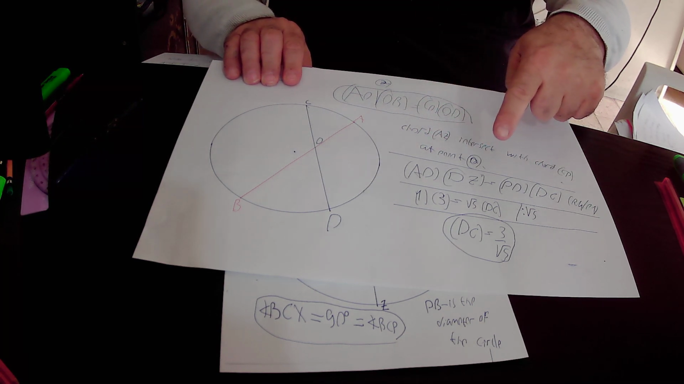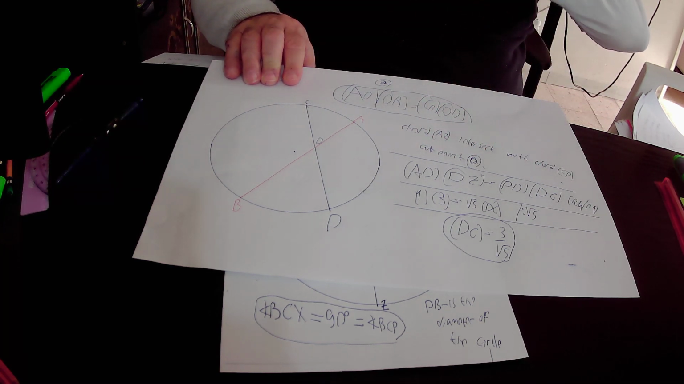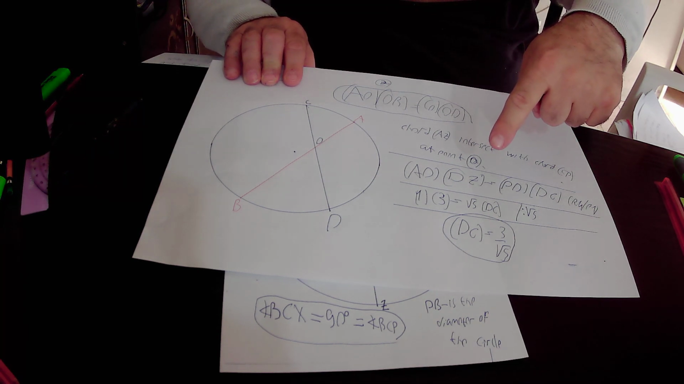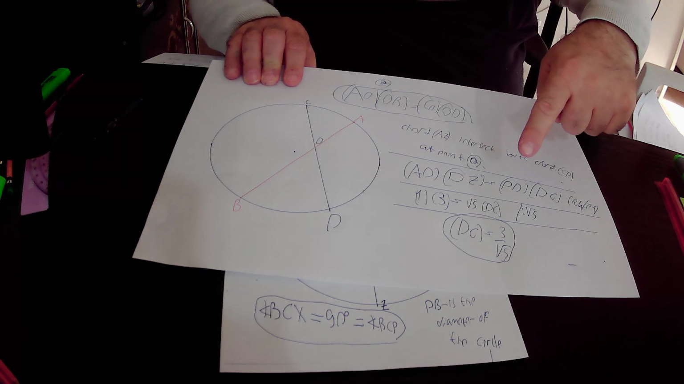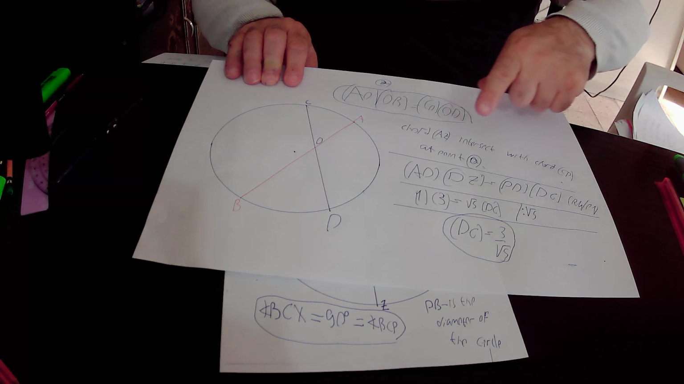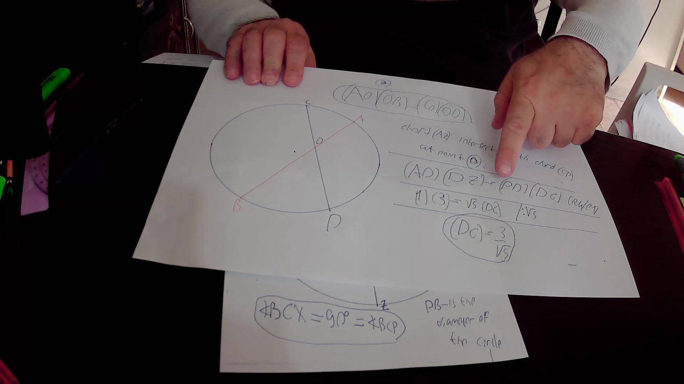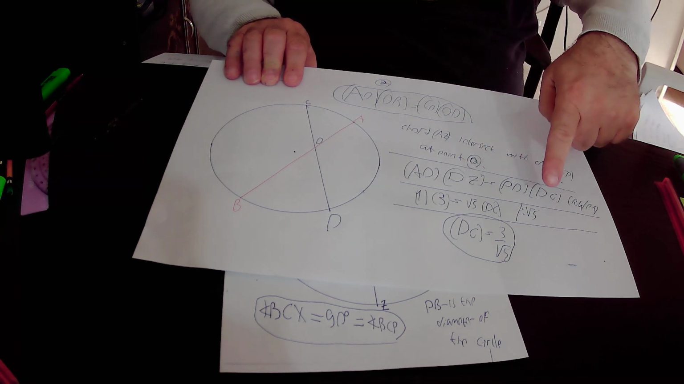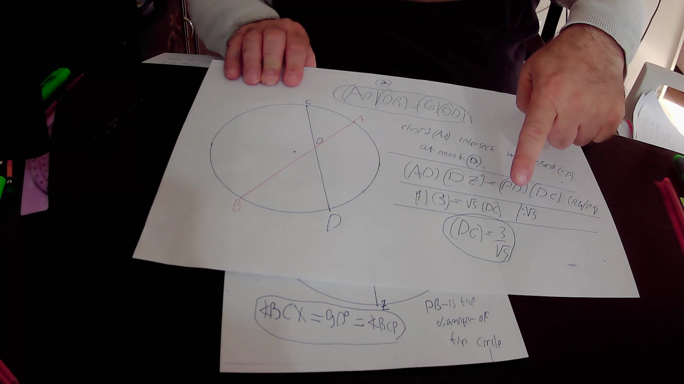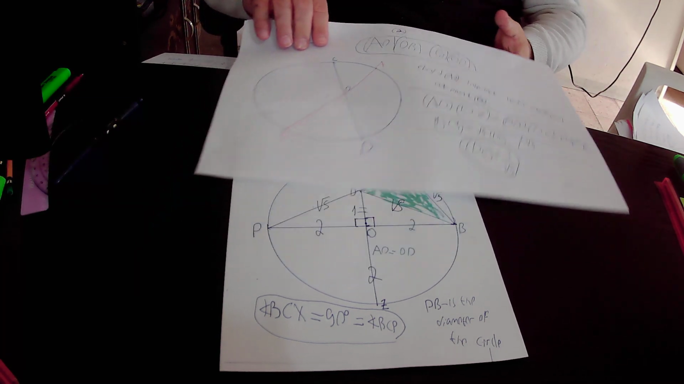AD equals 1, DZ equals 3, PD equals square root of 5 units, and DC is the missing segment, so here we got that 3 equals square root of 5 times DC. We divided this equation by square root of 5 and found that DC equals 3 over square root of 5 units.